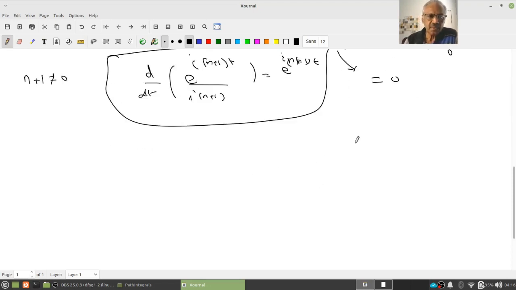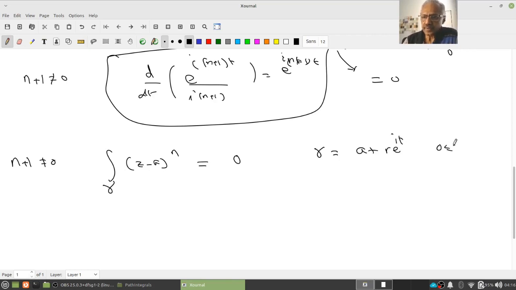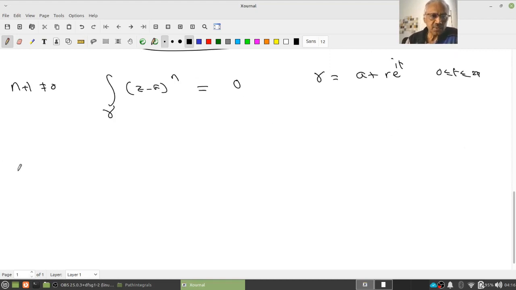Therefore what have we found out? If n plus 1 is not equal to 0, then the integral of z minus a to the power n over gamma is 0, where gamma is a plus r e to the power i t and t is between 0 and 2 pi. Now let's look at what happens when n plus 1 is 0.